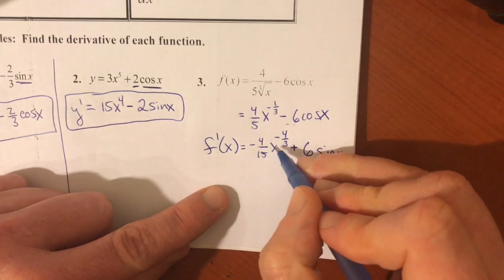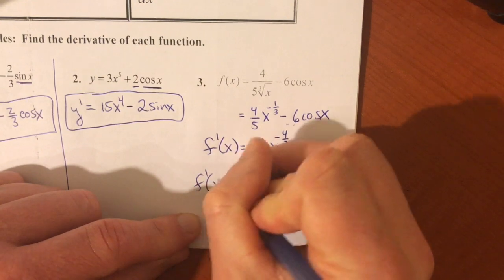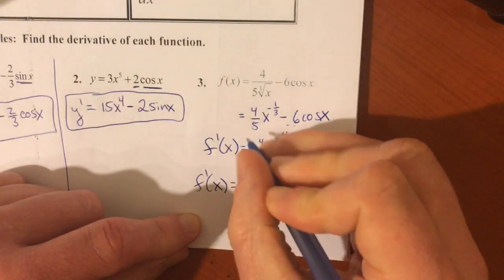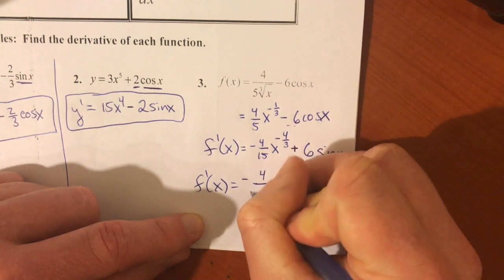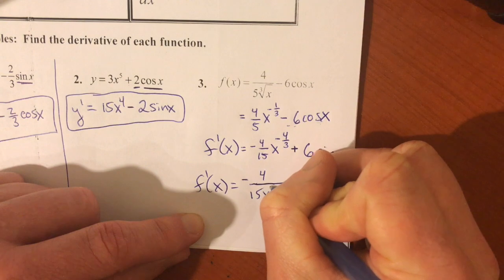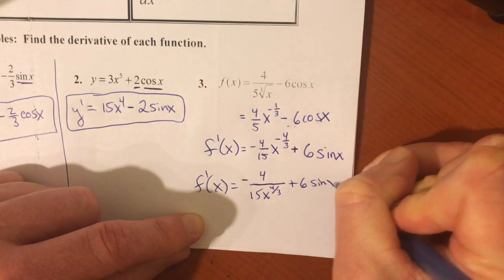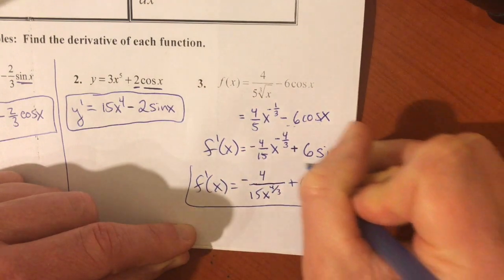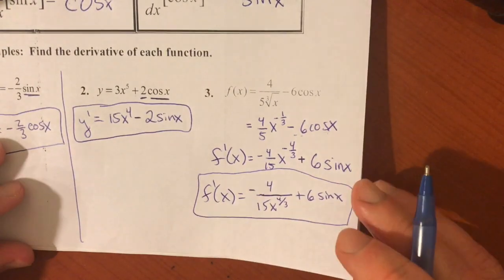And in my book, I don't like this as a final answer because of that negative exponent. So if you can switch it all in one step, again, that's okay. Just don't make a silly mistake. Move this to the denominator, so negative 4/15 x to the positive 4/3 plus 6 sine of x. You want to make it radical form? Be my guest. You want to rationalize the denominator? Be my guest. But don't leave the negative exponent.